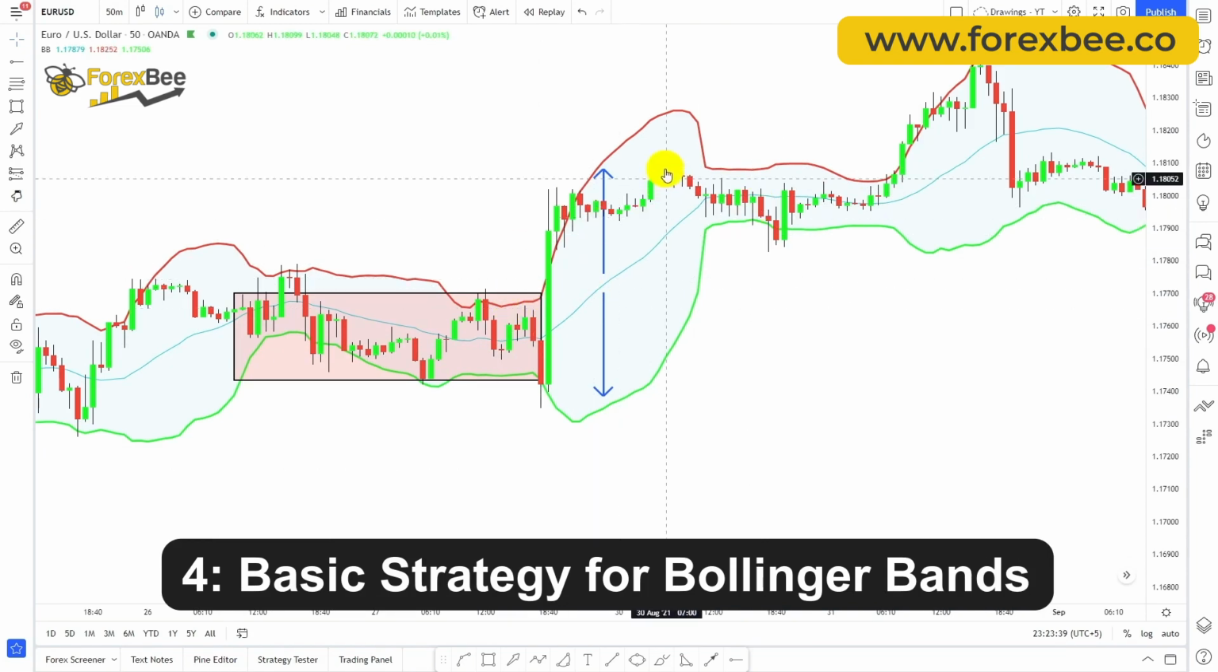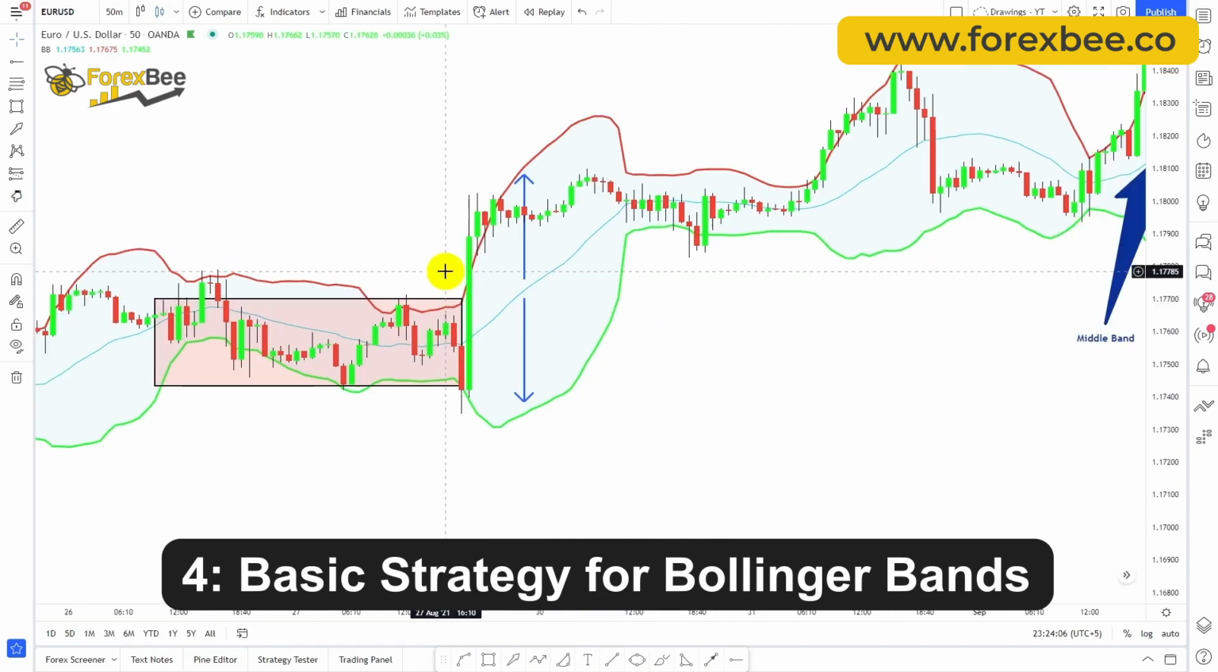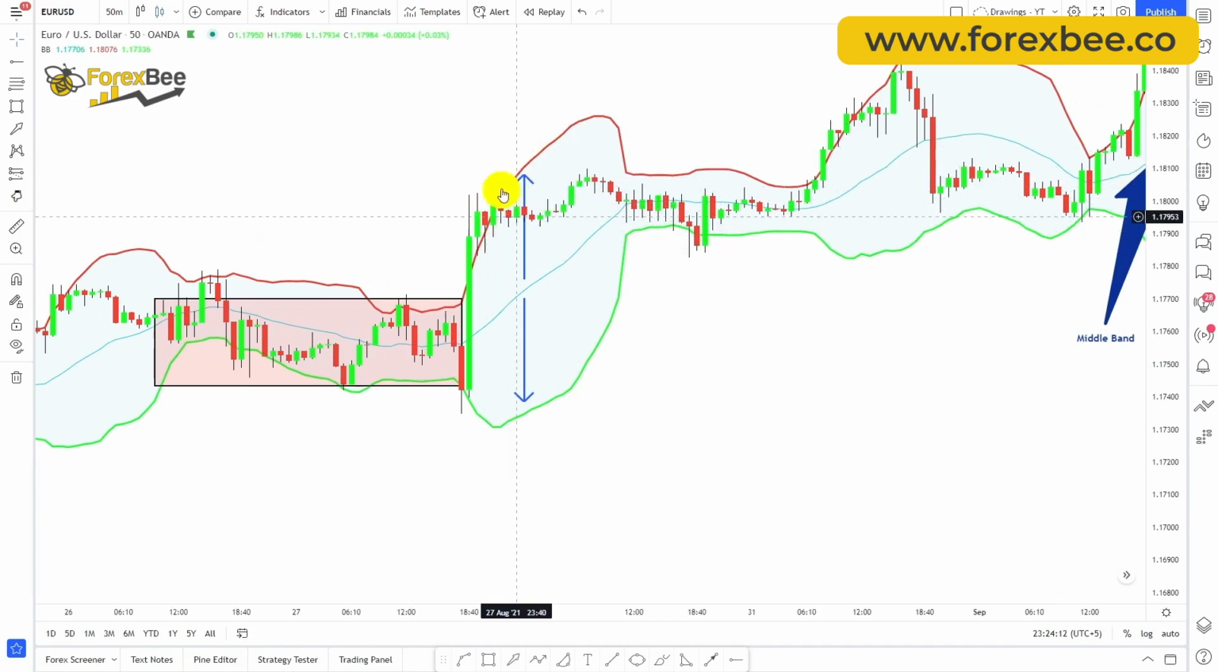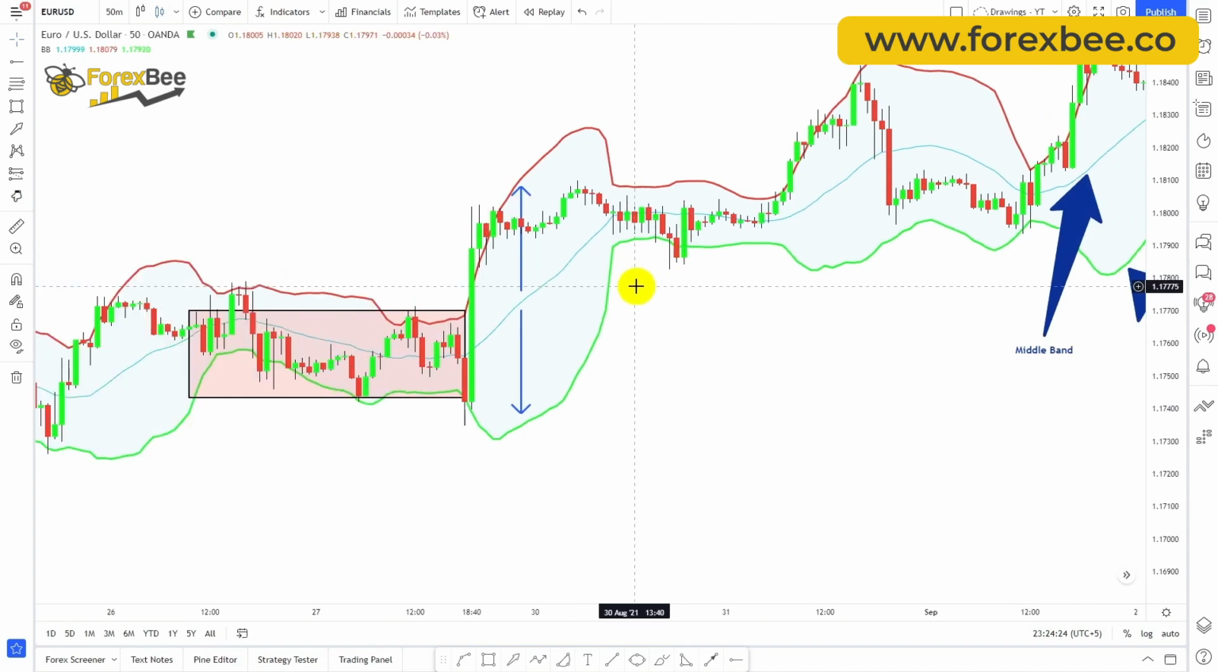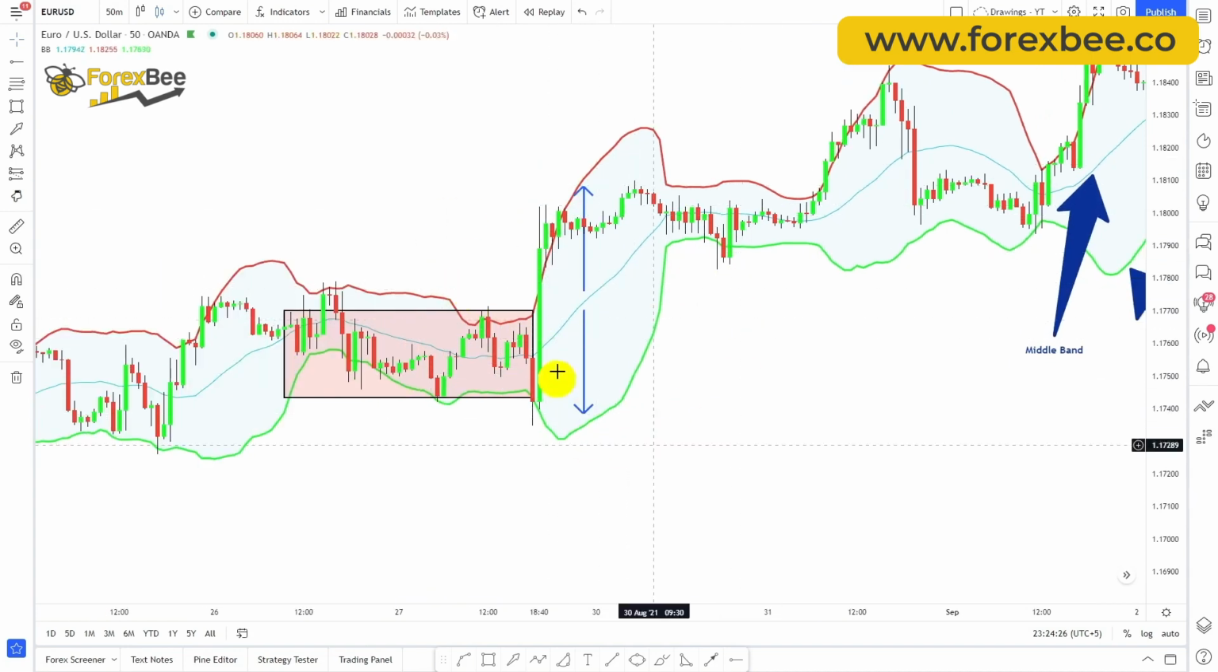So in a simple strategy, what we do is we call these upper and lower bands dynamic resistance and dynamic support. What we're gonna do is, when the price touches this upper band, we say that the market is overbought. And when the price touches this lower band, we call it oversold. So this is what we need to know in order to trade using this Bollinger Band strategy.